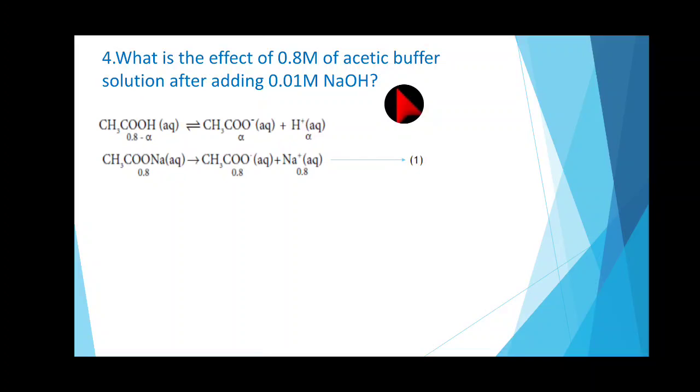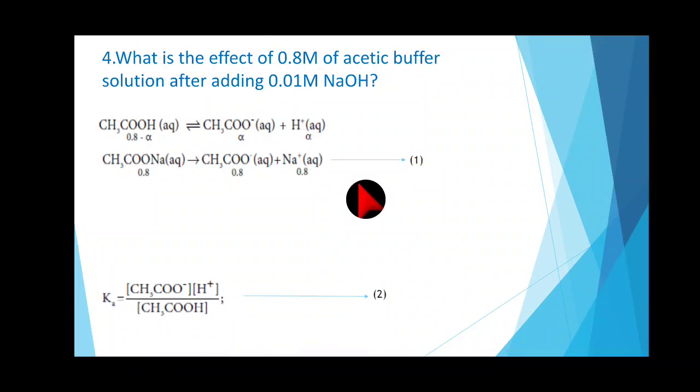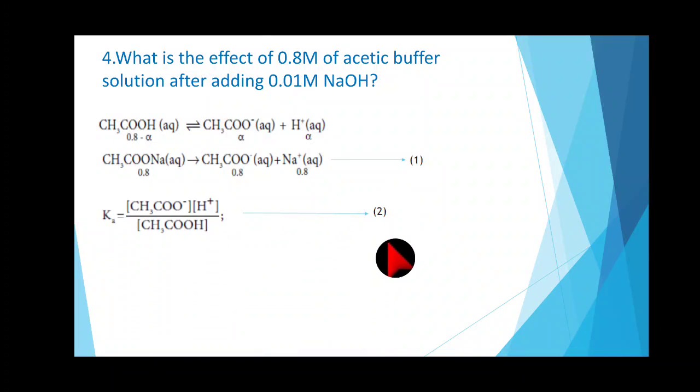First you should write the buffer solution concentration level and degree of dissociation. Here it is 0.8 minus alpha, where alpha means degree of dissociation. Initially it is nothing, that's why minus alpha is given. For the acetate ion it is alpha, and for the H plus ion also alpha. First you should write the buffer solution concentration level in the beginning. This is equation 1, and the next is equation 2.